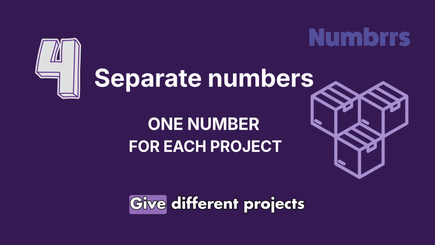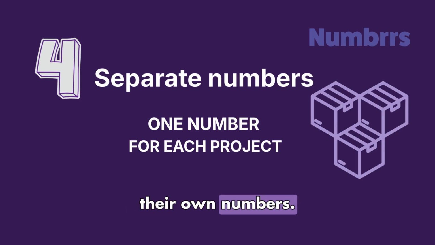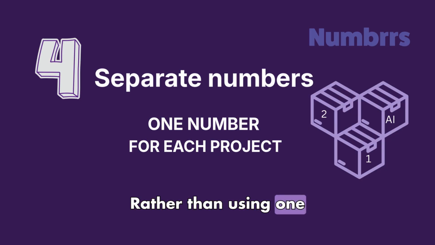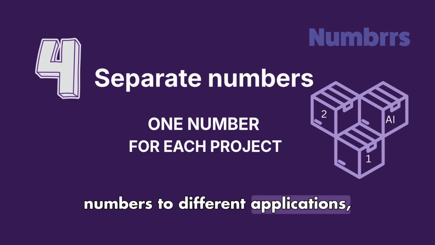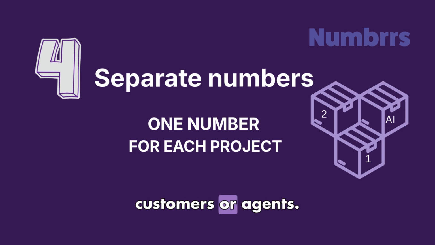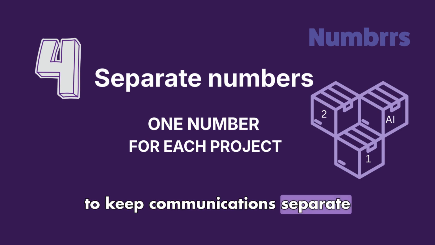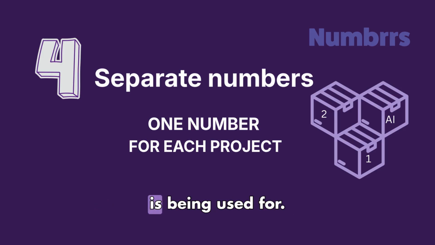Number 4, give different projects their own numbers. Rather than using one mobile number for everything, you can assign separate numbers to different applications, projects, customers, or agents. That makes it much easier to keep communications separate and control what each number is being used for.